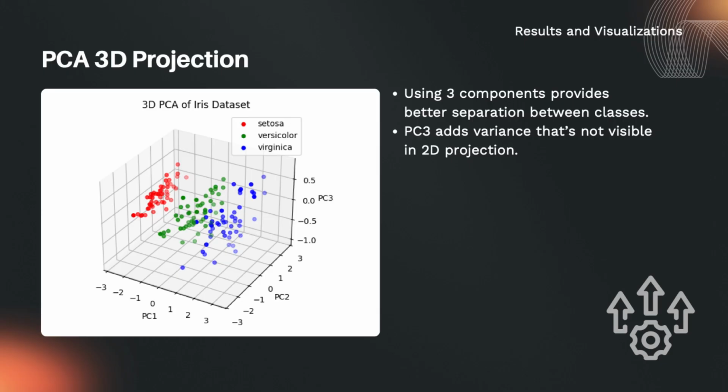When we include the third principal component, the class separation becomes even clearer. The additional dimension captures variation that isn't visible in the 2D plot. This helps distinguish Versicolor and Virginica more effectively. This highlights how 3D projection can reveal deeper structure in the data.